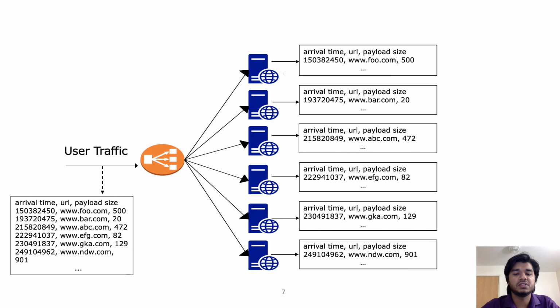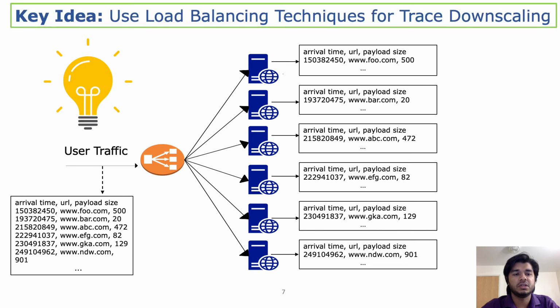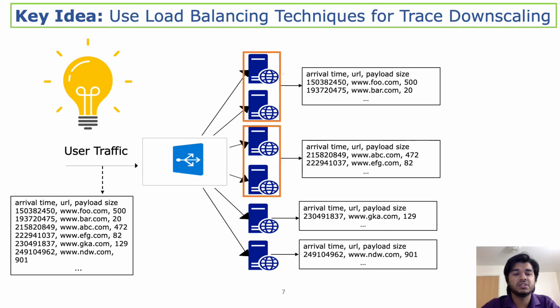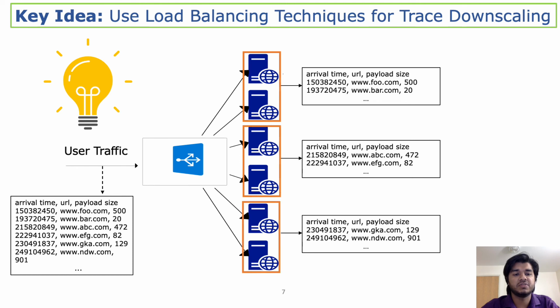And this insight leads us to the key idea of TraceSplitter. The key idea of TraceSplitter is that we can use load balancing techniques to downscale traces. We suggest that we can have an entirely hypothetical construct to mimic the load balancer in the system, which would generate multiple downscaled traces. We claim that one can take any subset of the traces and consider that a properly downscaled trace of the original trace. And this is how we design our TraceSplitter framework.